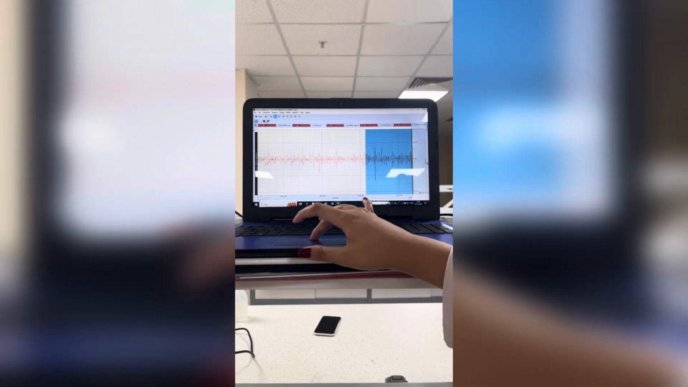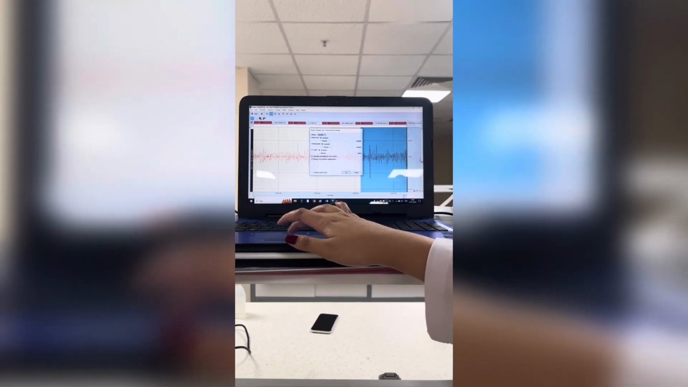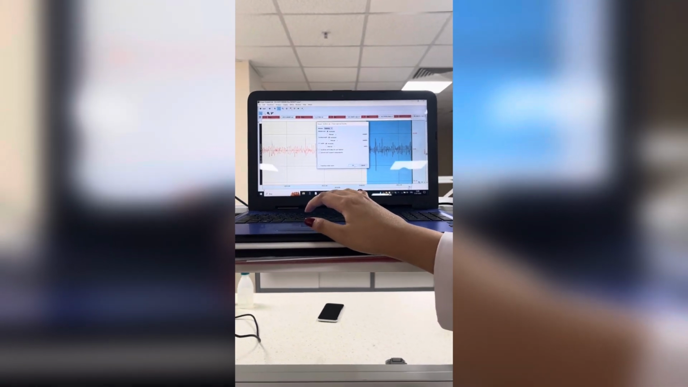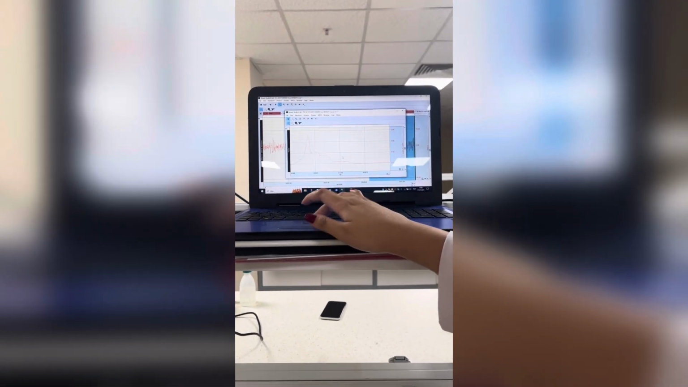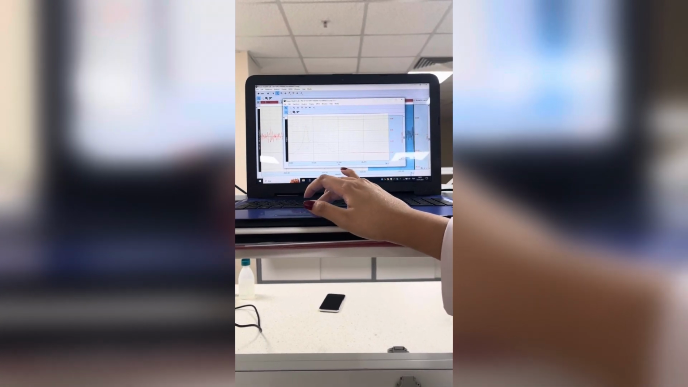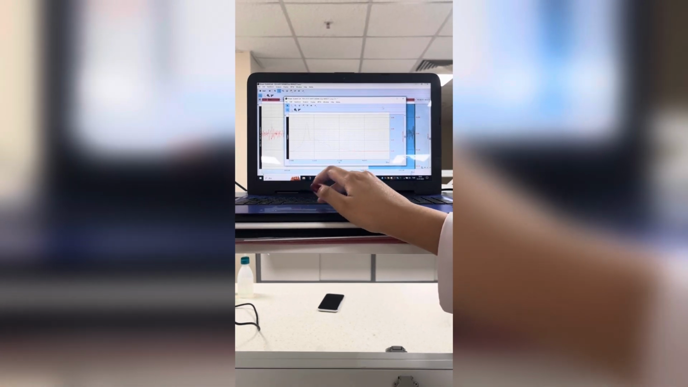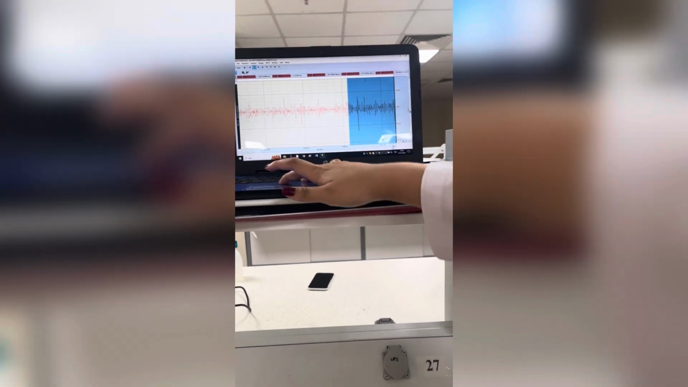Alpha waves are usually present in a person who is relaxed but not sleeping and are around 4 to 8 Hertz, while beta waves show in a person who is fully aware and are around 8 to 15 Hertz.